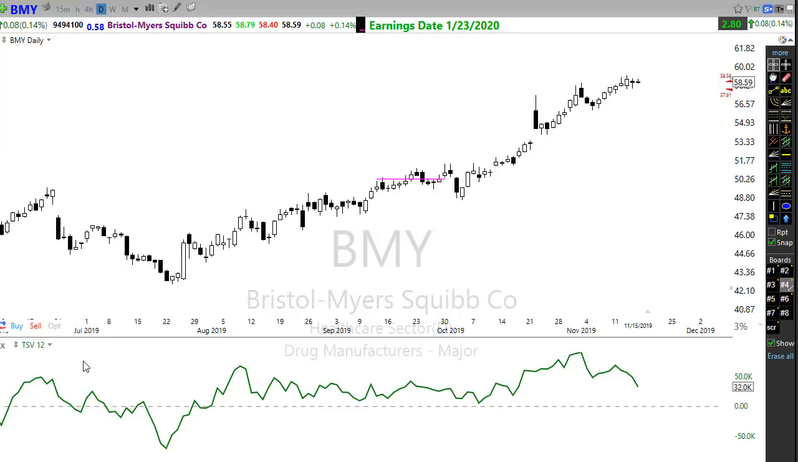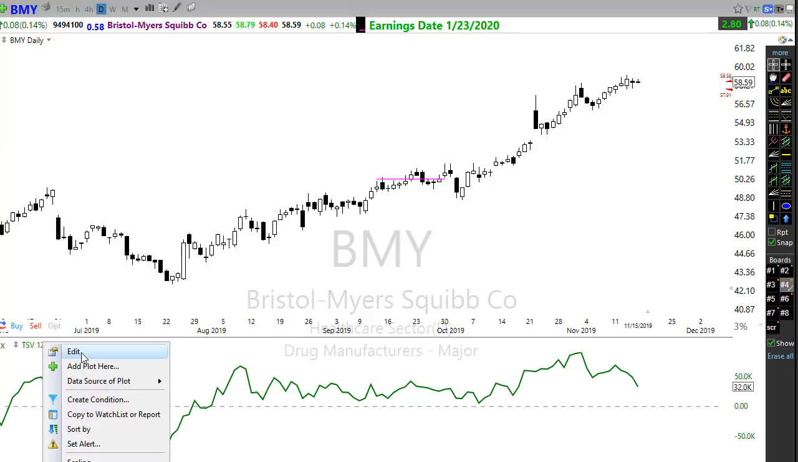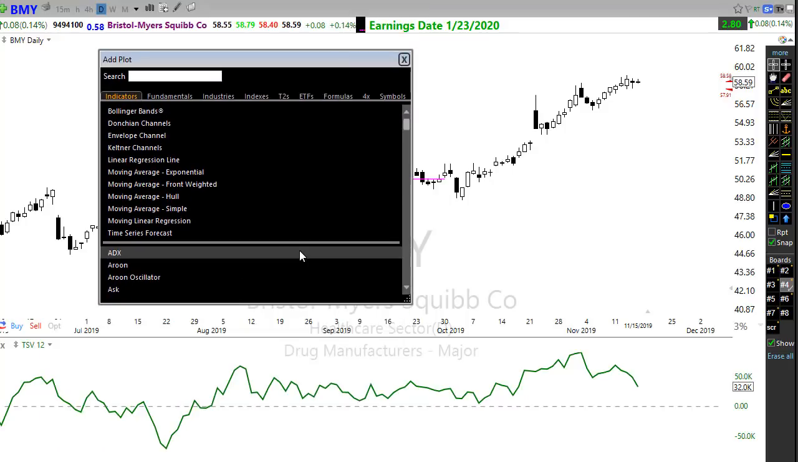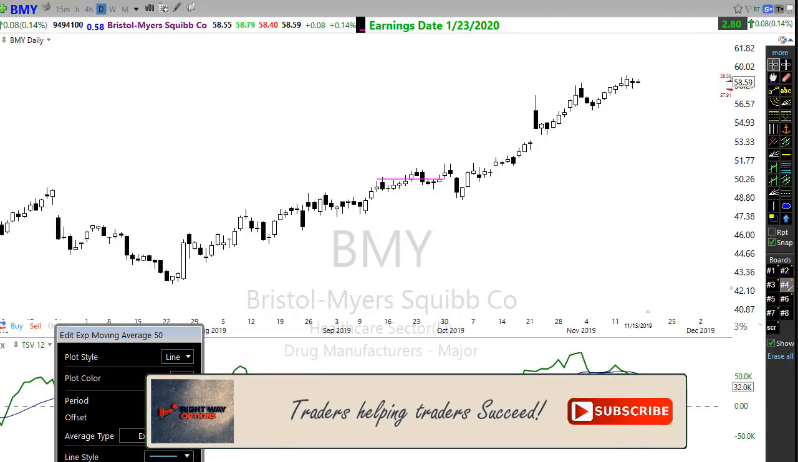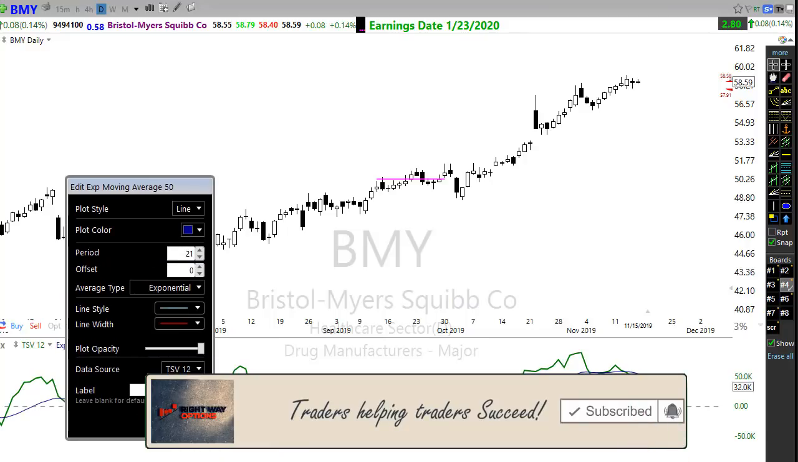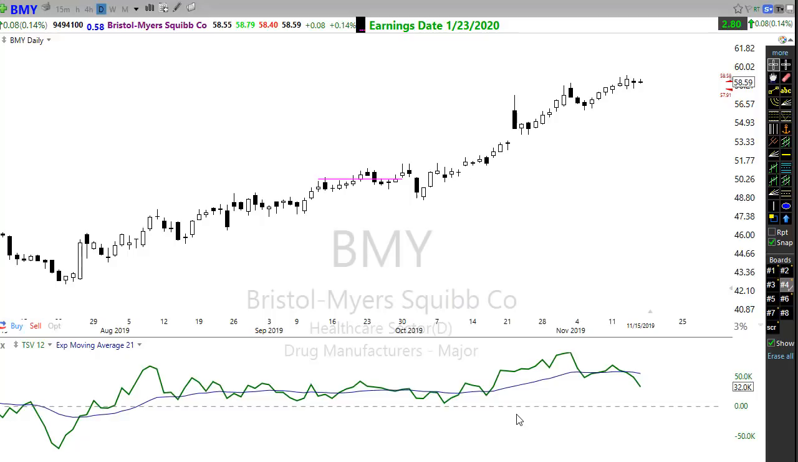You'll see a lot of times they will plot TSV around a moving average. So if we right click on there and say add a plot, and put a moving average, let's say an exponential moving average, and we do something like a 21 moving average. You'll see it used in all different ways. Heck, you can use a shorter term if you want. But the idea around plotting it around a moving average is we can actually see when we've crossed up and we get that indication that money is changing, it's growing, it's gaining energy and strength.